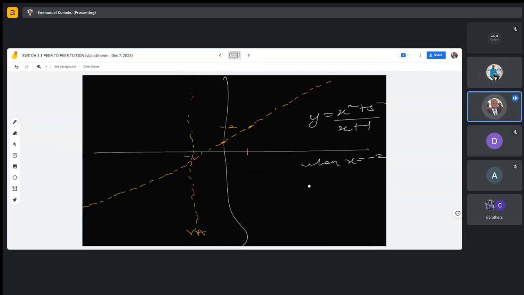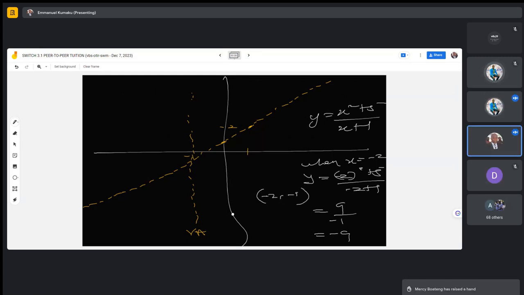We always pick a number that will be more convenient for you to calculate. Don't go and pick any huge number like 10, 20, and above. So we are going to get y is equal to negative 2 squared plus 5, over negative 2 plus 1. So this will give us 4 plus 5, that will give us positive 9. And the denominator will give us negative 1. So we are getting negative 9. So the coordinate will be negative 2, negative 9.